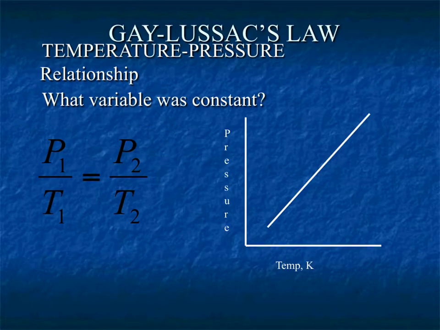Now we're going to talk about Gay-Lussac's law. Gay-Lussac's law was part B in the investigation, and this one is a temperature and pressure relationship. It's asking you what variable was constant. Which variable is missing from the equation? Volume. So volume is constant in this one.